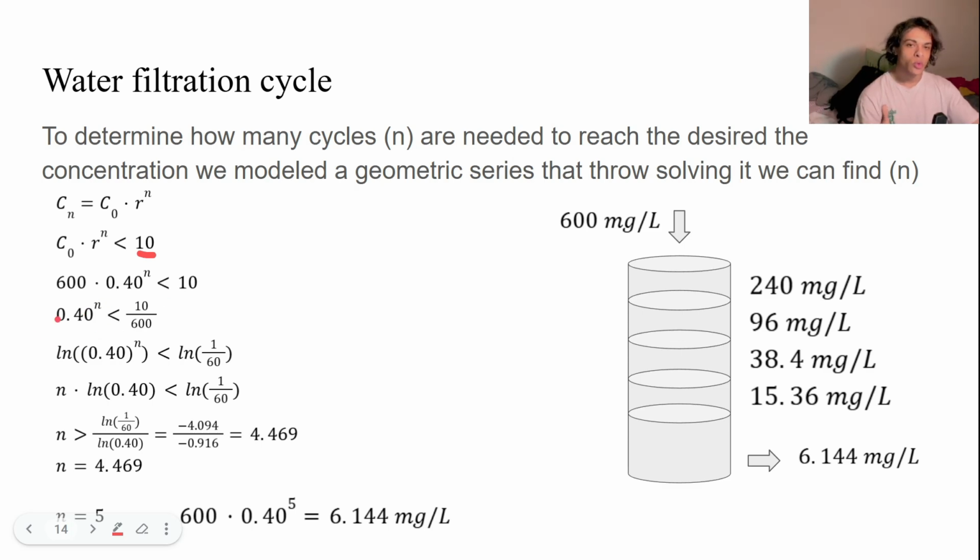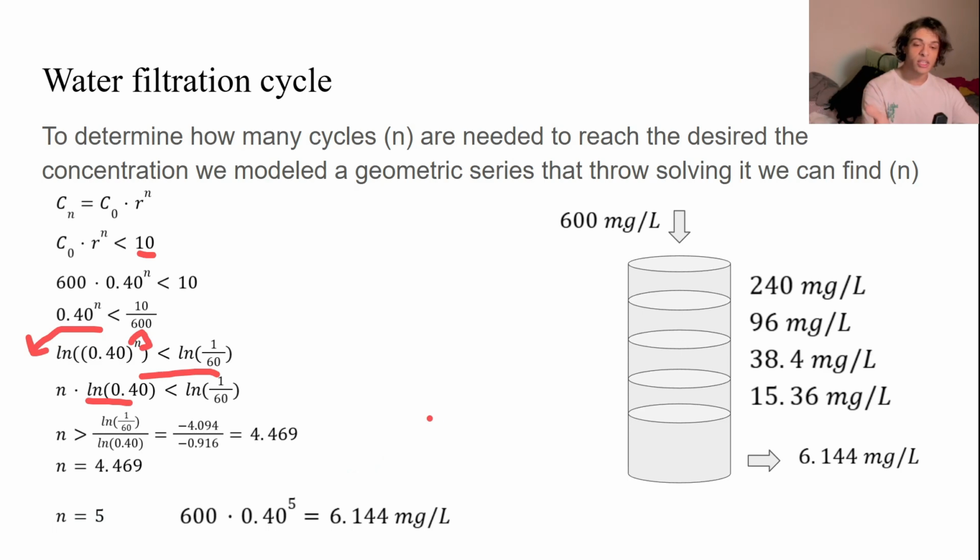In order to get the value of n, we use the property of the logarithm ln. We put ln on both sides, and now we can use the property of ln and take n right here. So now n is multiplied by ln. We take ln to the other side. Since we took it to the other side, the value is going to be negative, so we reverse the inequality. After dividing the values, we get the value of n, which is 4.469.